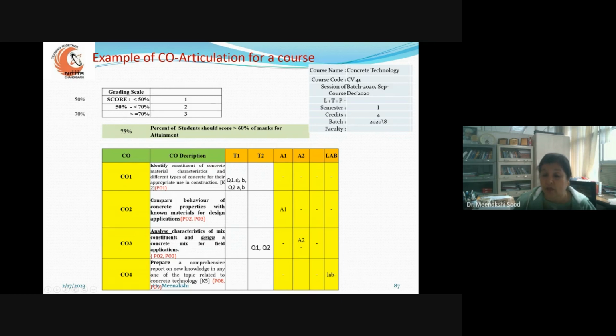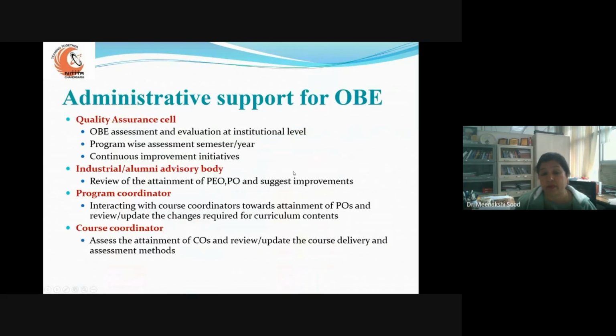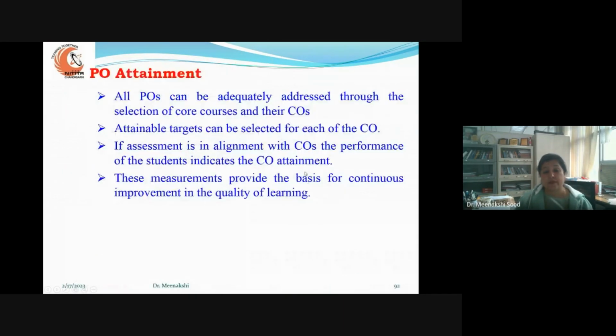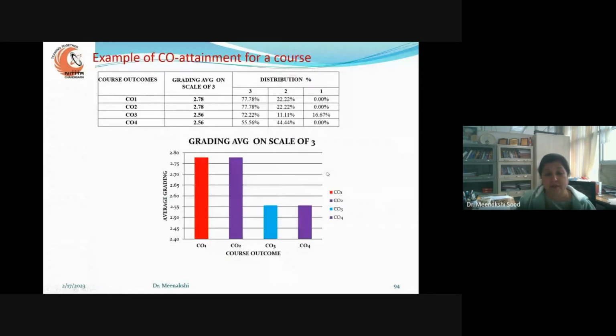But what I want to show you here is that your assessment method, the question paper you are making, should also be correlated with the specific CO as well as the PO. I'll show you one example. I will first directly show you one example.